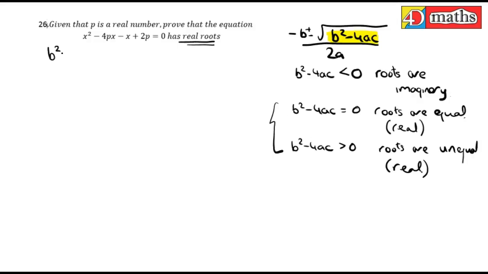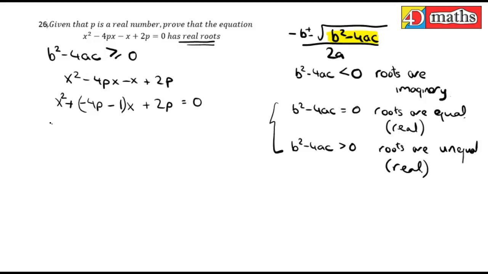Okay, so this is what I want: b squared minus 4ac greater than or equal to 0. So I have to find a, b, and c in this. First of all, I'm going to have to factorize the x out because it's not in the form that I want. I want x squared first, which it is. I want x next, but there's two x's. So I'm going to take out x. If I take x out of that, I'll be left with minus 4p. Take x out of that, I'll be left with minus 1.